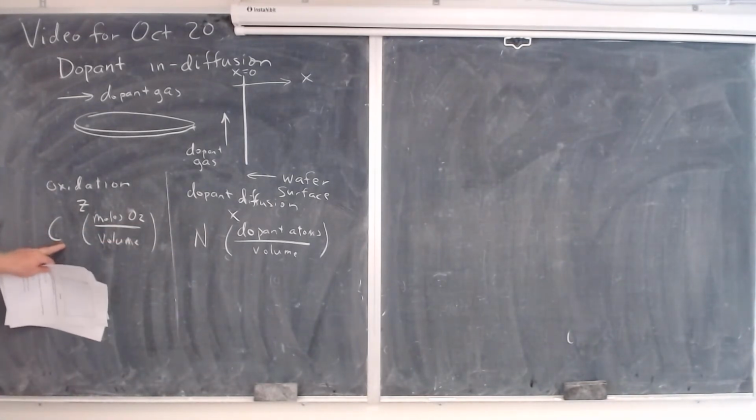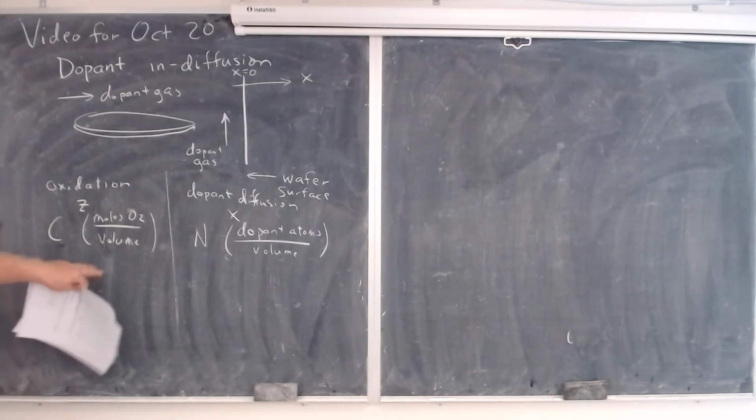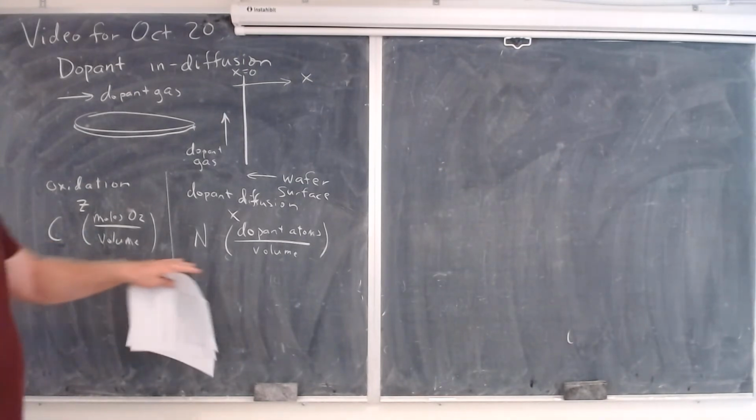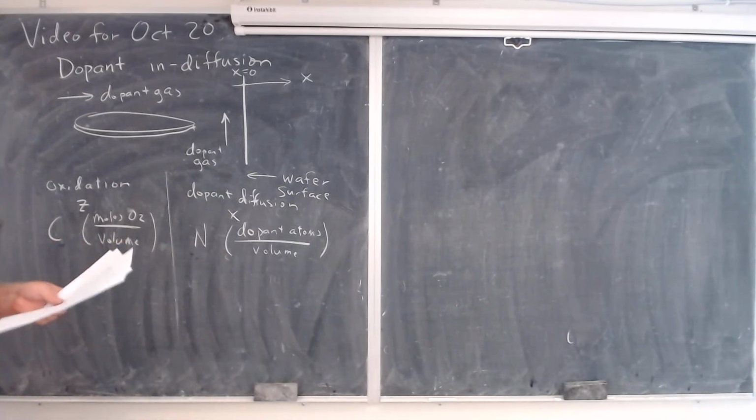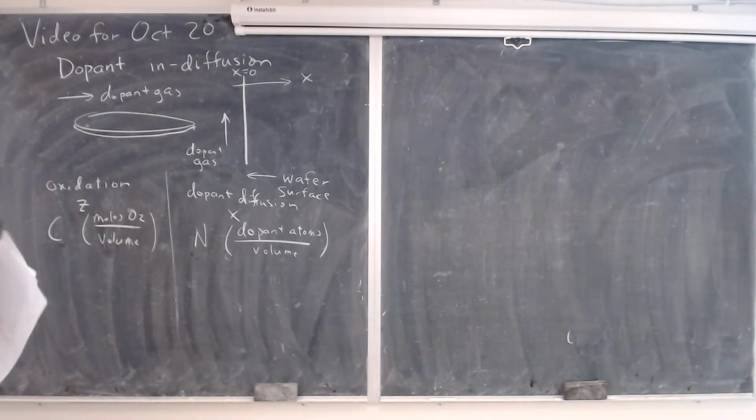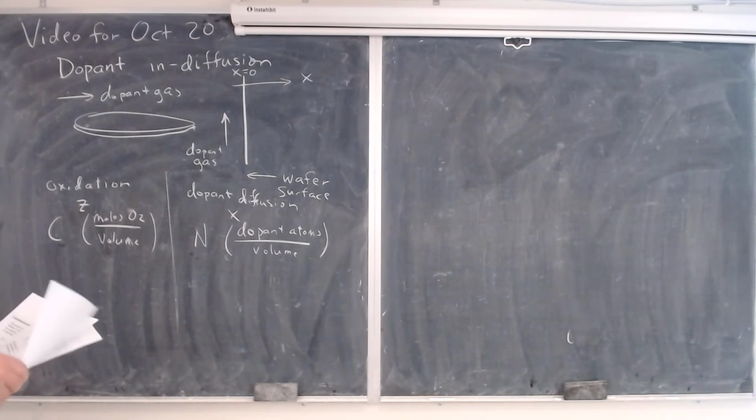The quantity we're interested in for oxidation is C, which is the moles of O2 per unit volume, whereas in dopant diffusion it's N, capital N, which is the dopant atoms per unit volume. So those are minor little differences. But then the major difference we'll get to right now.